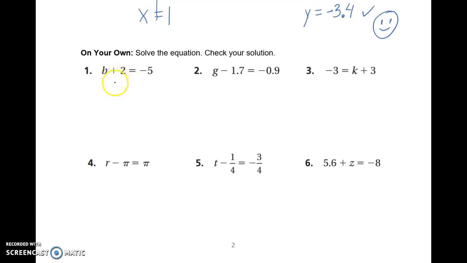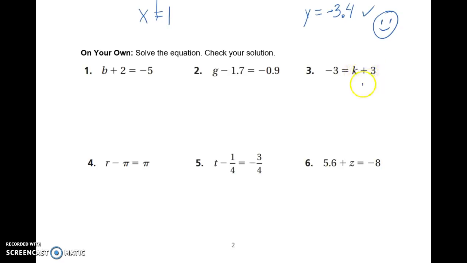All right. Pay attention to what your teacher says as far as doing your on your owns. So I see a plus here. What are you going to do? Correct. You're going to subtract 2 on each side. Oh no, the K's over on the right. No big deal. Find your variable and do the inverse operation of what's beside the variable.